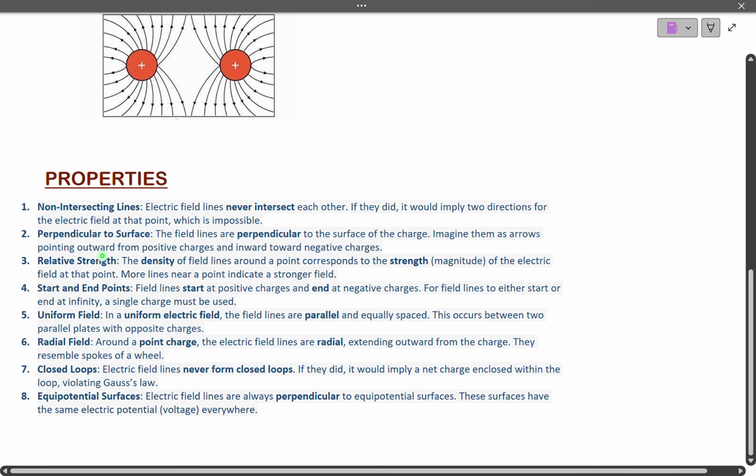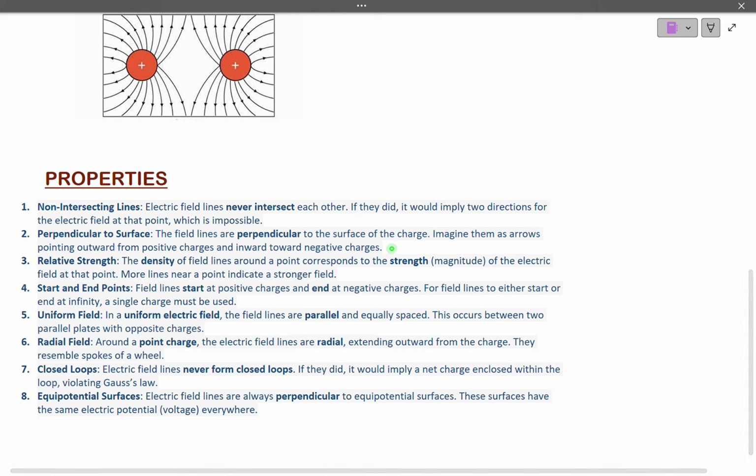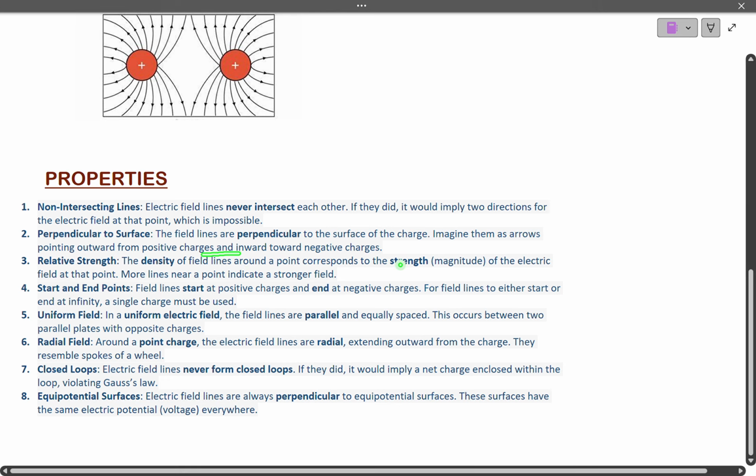The second property is perpendicular to surface. The field lines are perpendicular to the surface of the charge. Imagine them as arrows pointing outward from positive charges and inward towards negative charges. The field lines are perpendicular to the surface of the charge.